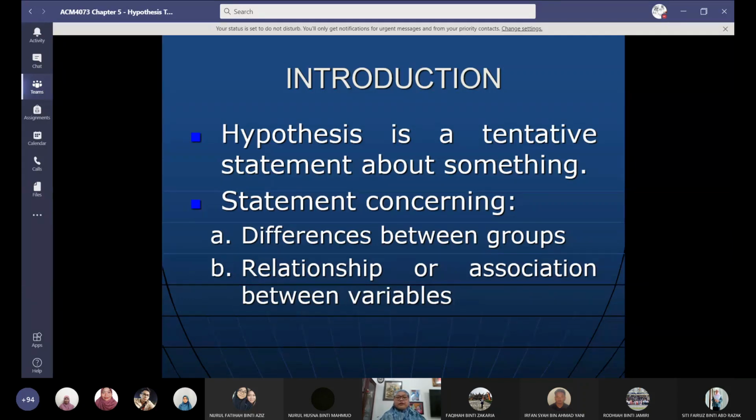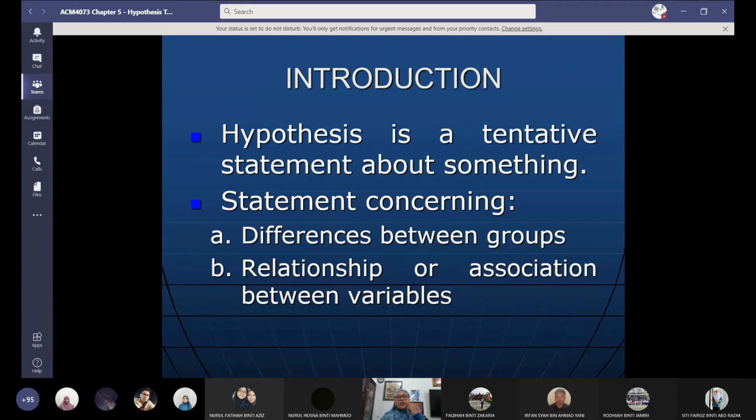Differences between groups, usually we have t-test, independent sample t-test, paired sample t-test, from within one or two variables with the groups. Group means gender. Gender, we have only 2 groups, male and female, or other groups like TBA groups. For example, we have 10 TBA groups, so we will use ANOVA because we have more than 2 groups. Relationship, we have correlation, we have chi-square test. Some people call it chi-square or chi-square.